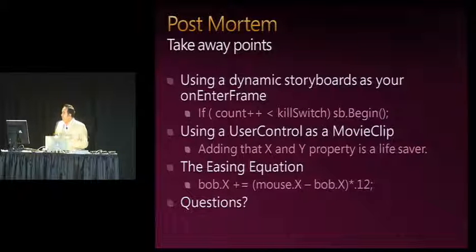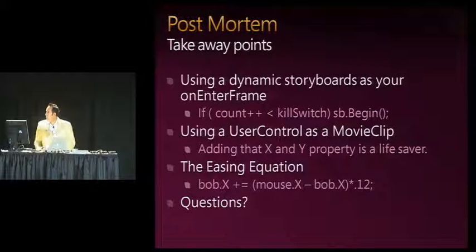So the takeaway points for this first project, starting very basic: using dynamic storyboards on your enter frame. The kill switch, a great way to save processor. Using a user control as a movie clip, add that X and Y. It will save you so much time in your experimentation. And of course, the easing equation: where you want to be minus where you are times a percentage. Tweak that percentage to taste.